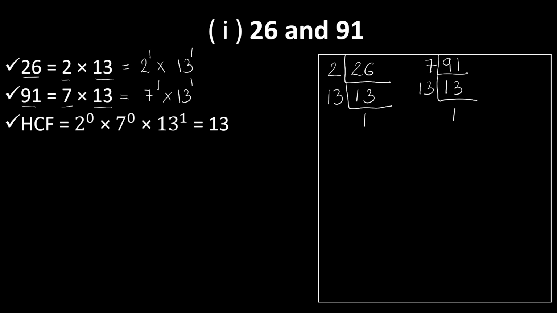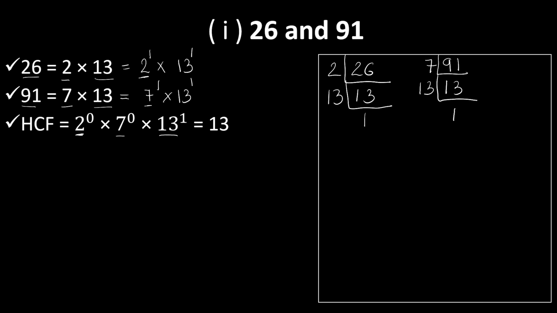Now, what would be the HCF, highest common factor, of these two numbers? We have to write the least exponent possible in both the numbers. Observe, for prime factor 2, in 26 we have a prime factor of 2, right? 2 raised to 1. But in 91, we don't have that. So, we will be writing 2 raised to 0 because 0 is the least exponent possible. Similarly, 7 is appearing in 91 as a prime factor, whereas in 26 we don't have 7 as a prime factor. Therefore, we will be writing 7 raised to 0 here. And since 13 is occurring in both of them once, we will be writing 13 raised to 1.